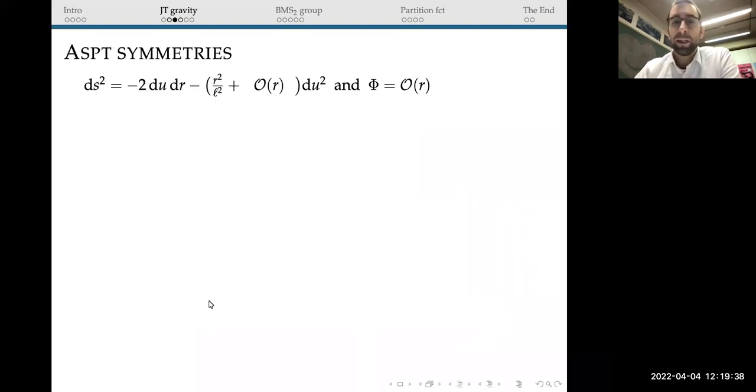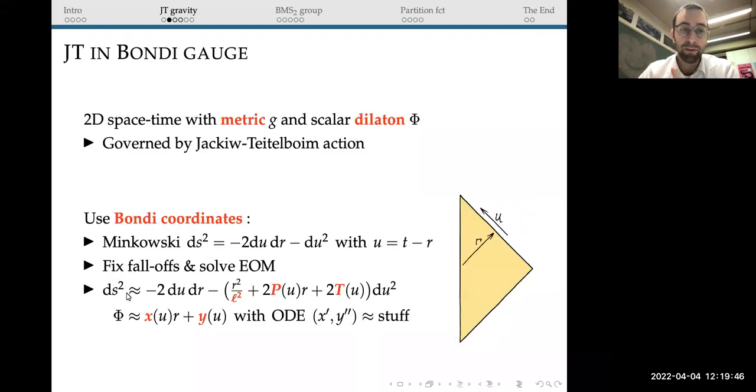Now, in practice, we can now ask what are the asymptotic symmetries of the theory? And this is for now a question that we can ask off shell. By the way, I should mention here, this approximate notation doesn't mean this is an approximation, this is actually exact, but it means that those are equations that hold on shell. So when the equations of motion are satisfied, these are the equations that you should expect.